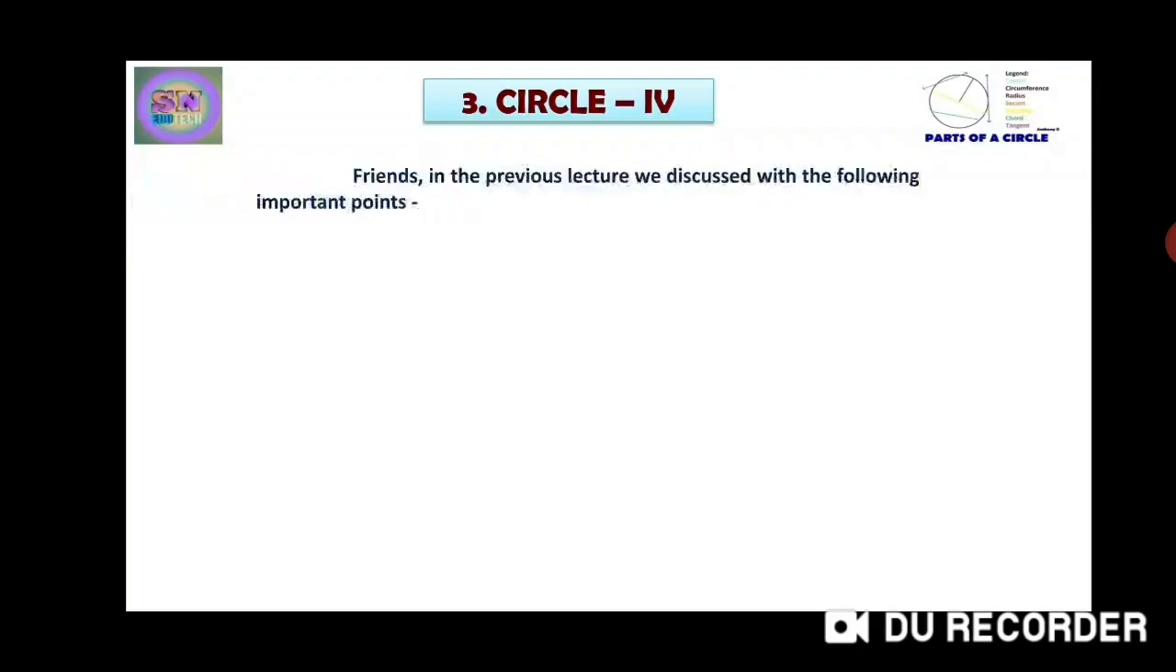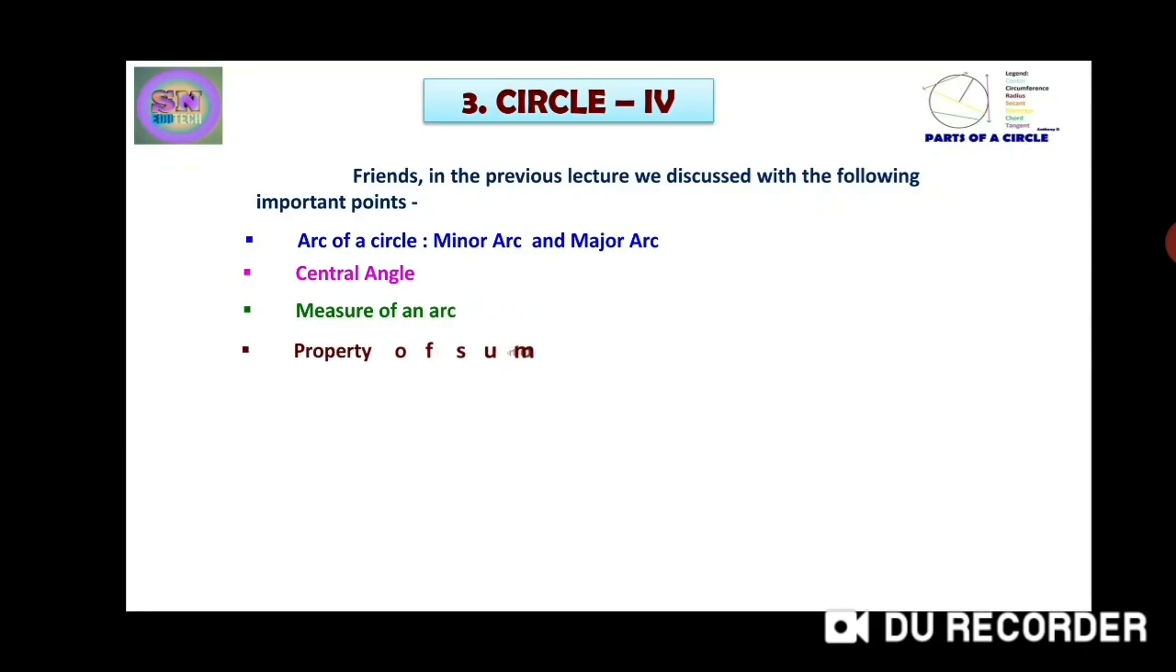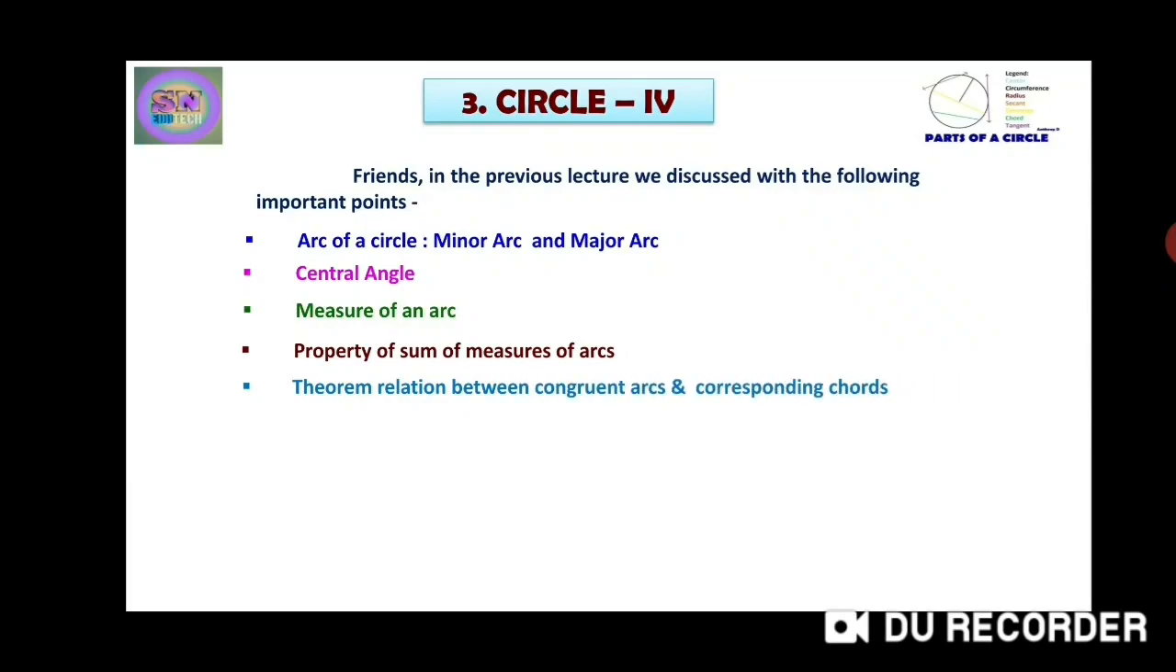Friends, in the previous lecture we discussed the following important points: arc of a circle, minor arc and major arc, then central angle, measure of an arc, property of the sum of measures of arcs, the theorem on the relation between congruent arcs and corresponding chords, the corollaries of this theorem, and a few problems based on the above content.